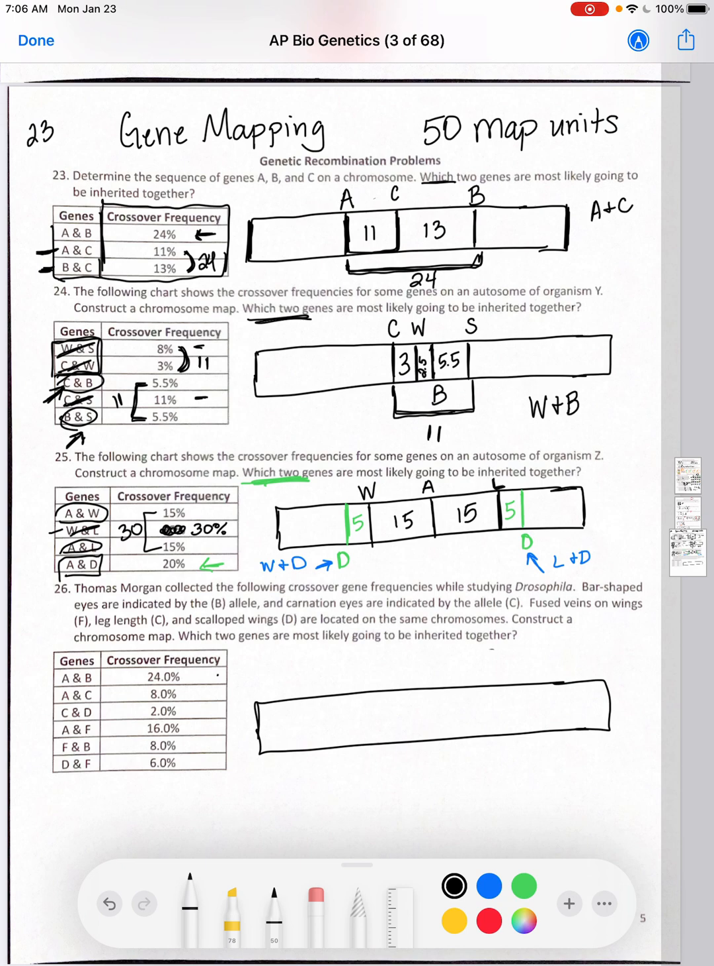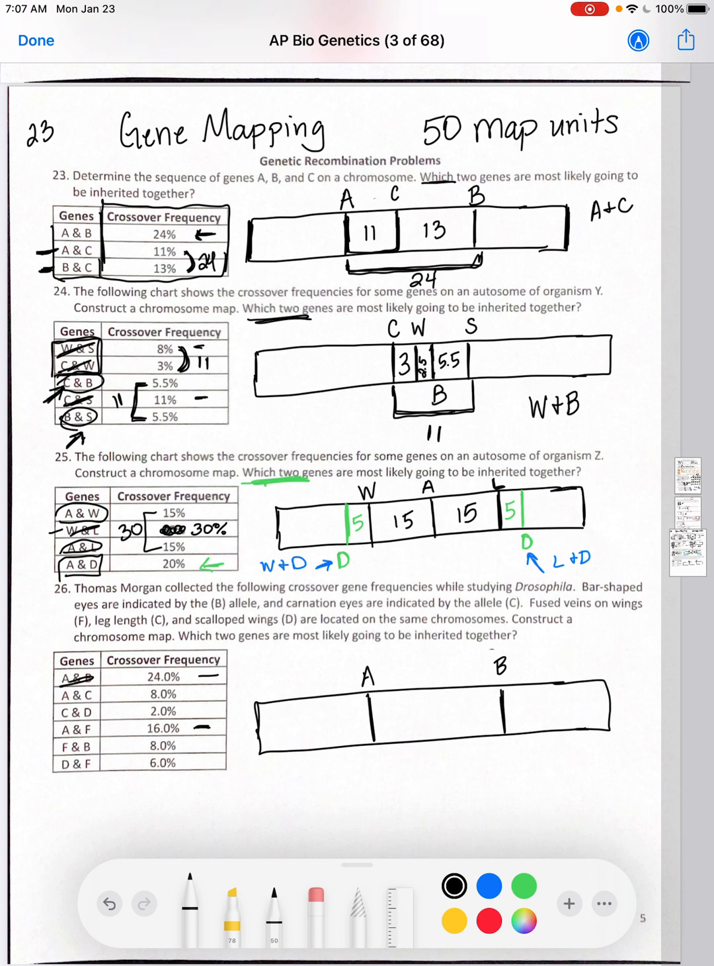So we see a 24% here between A and B. So I'm going to draw, that's actually exactly what 23 is, so you can kind of go off that. So here's A, and here is B. And I'm done with that one. Okay, so then our next biggest one is 16 for F.